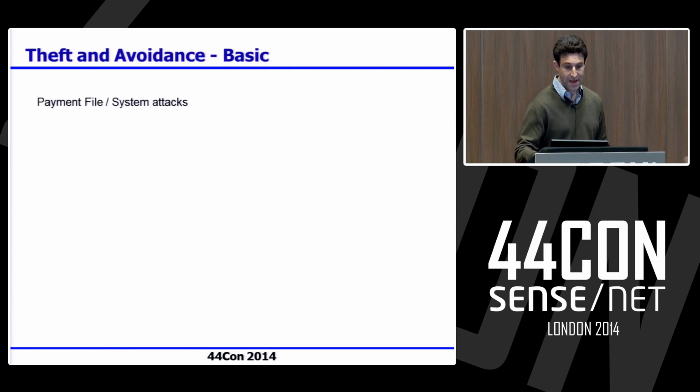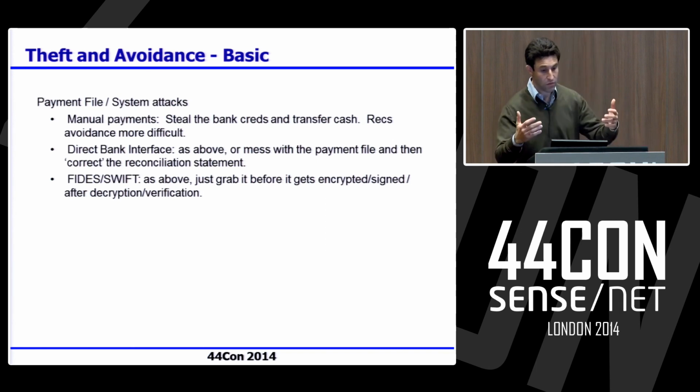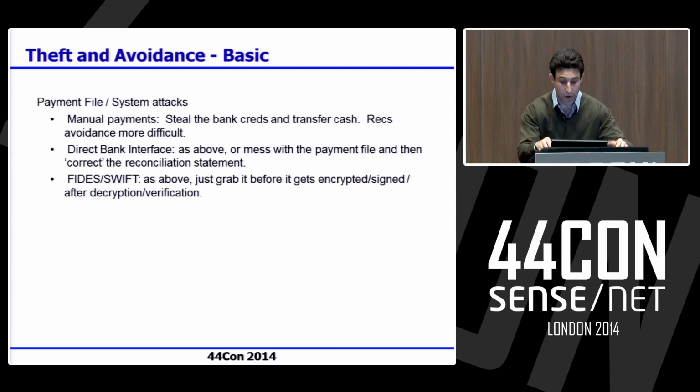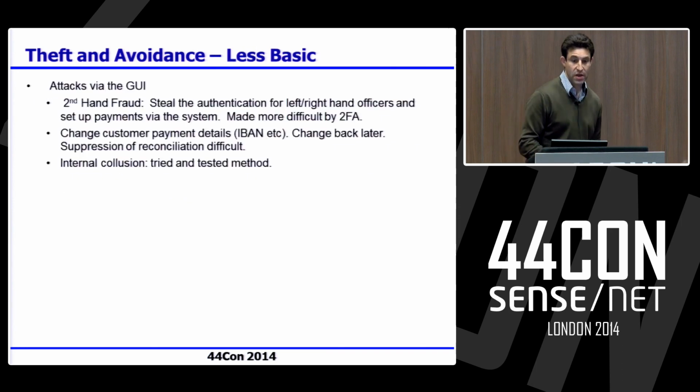So, lines of attack, basic lines of attack, a bit of a recap. Manual payments, of course, you can steal the bank creds, same as you do in retail banking, from the poor old end user, and just transfer cash. Reconciliation avoidance is more difficult. There's a direct banking interface. Do the same, you can mess with the payment file, correct the reconciliation statement as we just talked about. And if it's FIDES or SWIFT, so it's nicely encrypted and what have you, you can just grab it before it gets signed for decryption and verification. Slightly less basic, second-hand fraud.